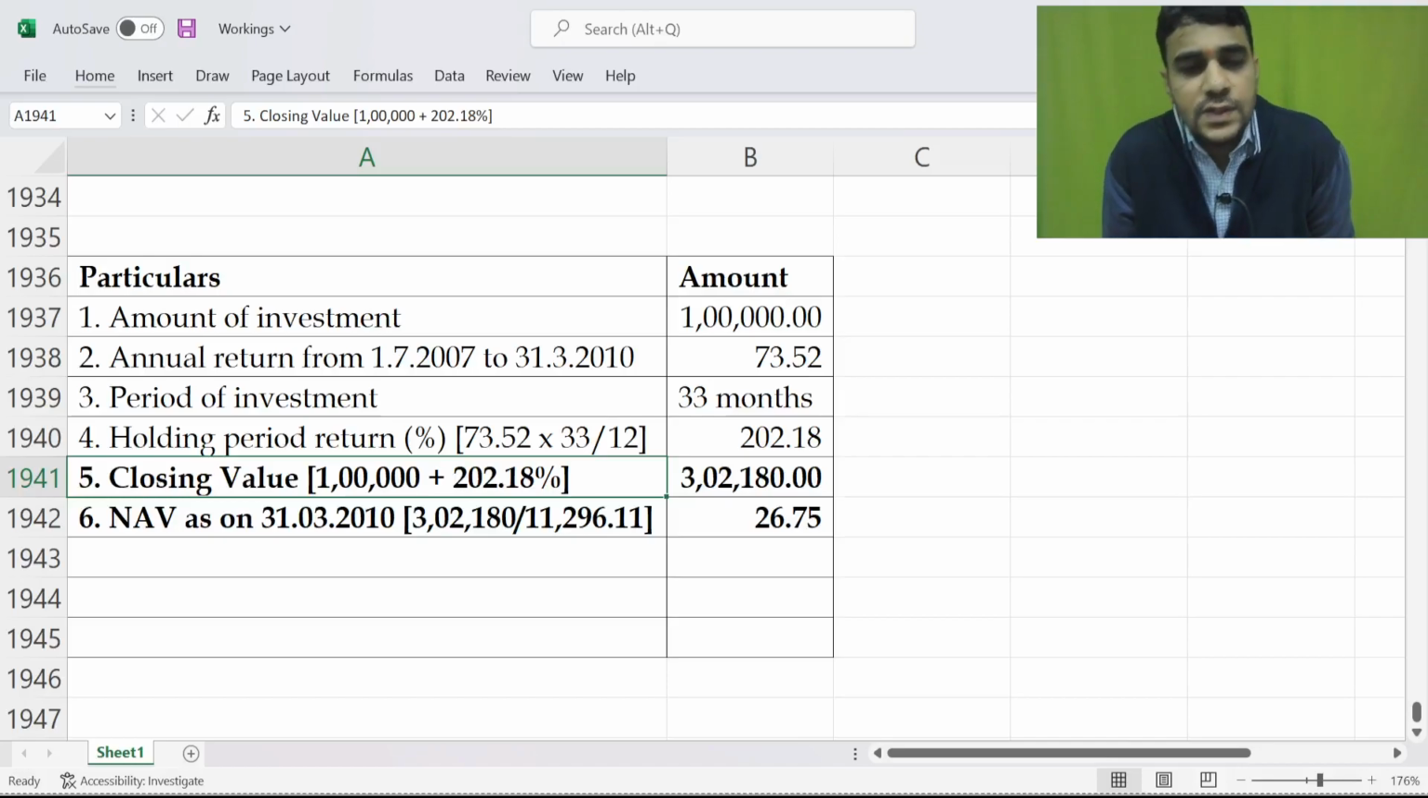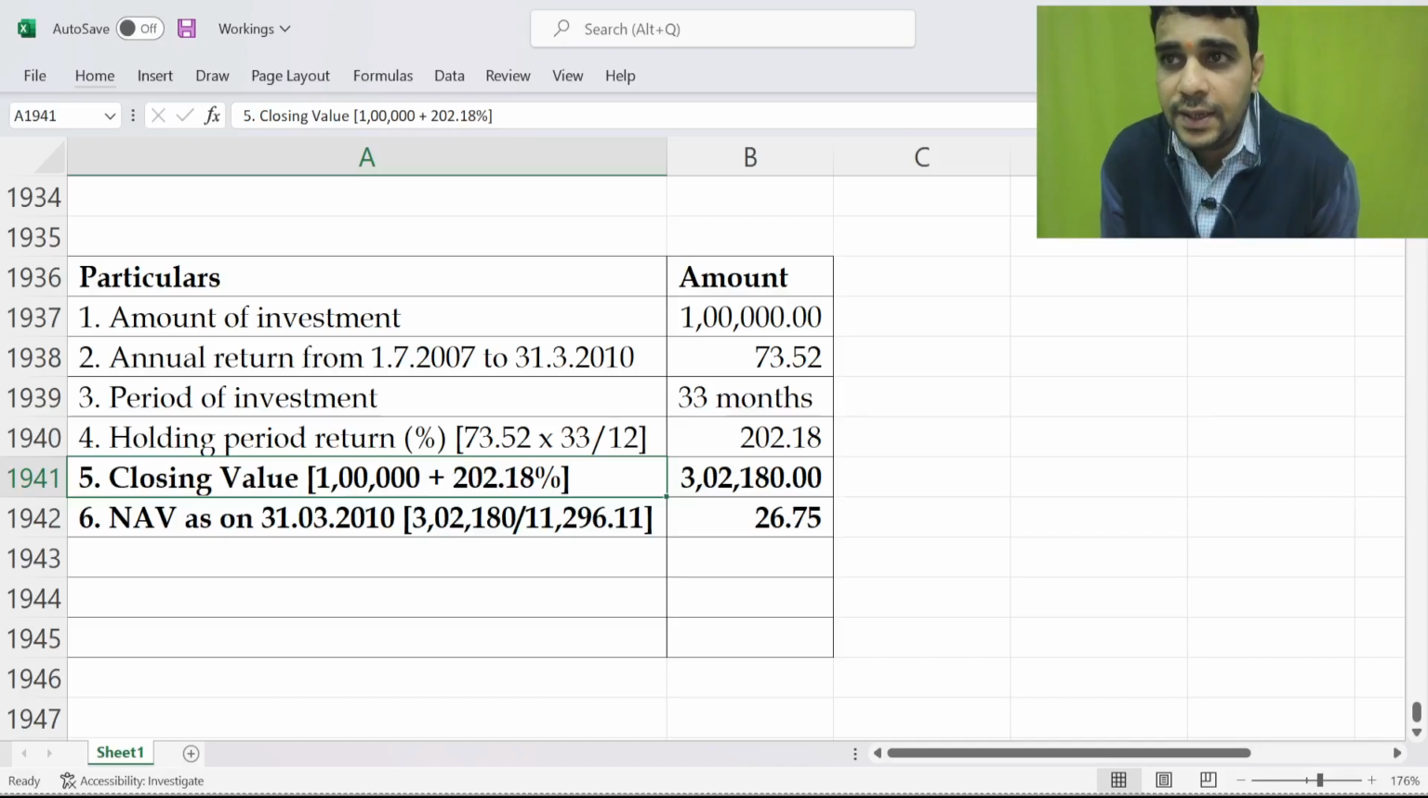1 lakh is the investment, 73 percent is my annualized return. Period of investment is 33 months. So into 33 by 12 is 202%. 1 lakh plus 202 is 3 lakh 2180. Divide by 11 296.11 will give you the closing NAV, which is 26.75.